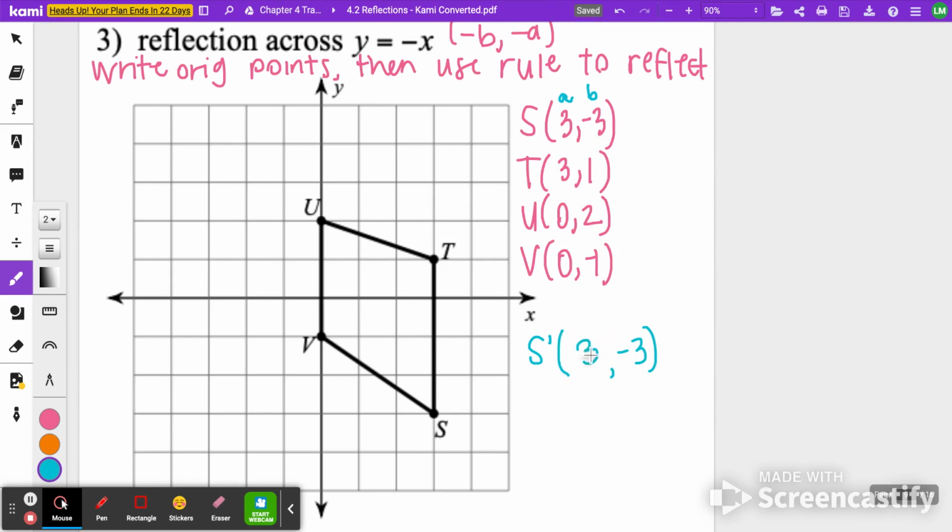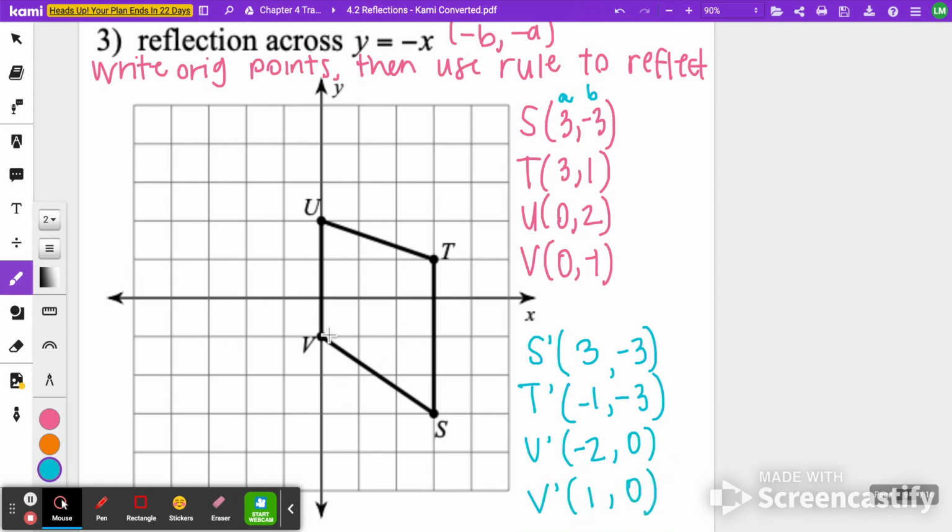Notice how that one stayed the same, because in just a minute I'm going to show you what that reflection line will look like. T prime will end up being negative 1, negative 3. So again, I'm just switching the place values for x and y and making them their opposites. U prime would be negative 2, 0, and V prime would be 1, 0.